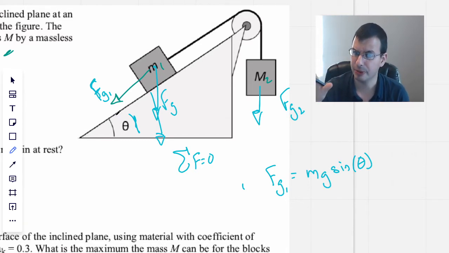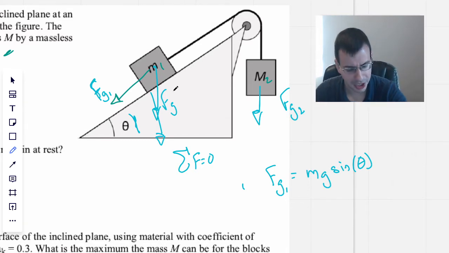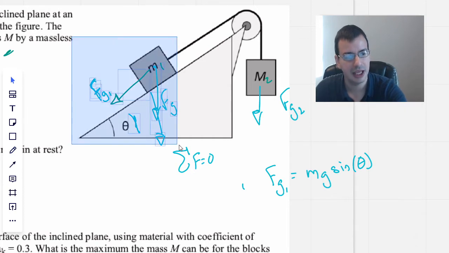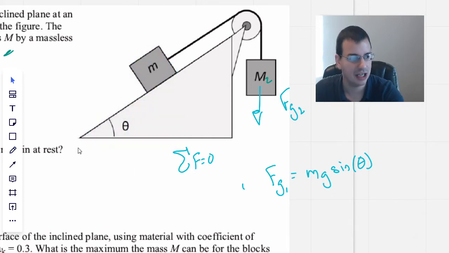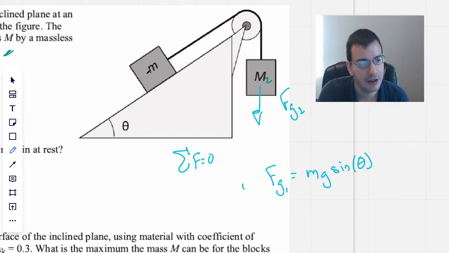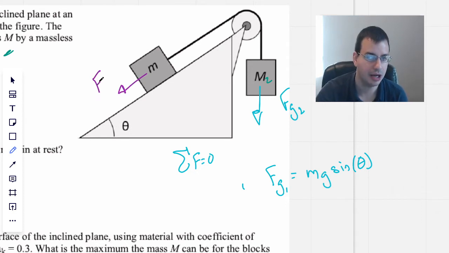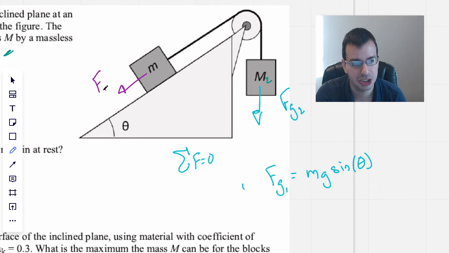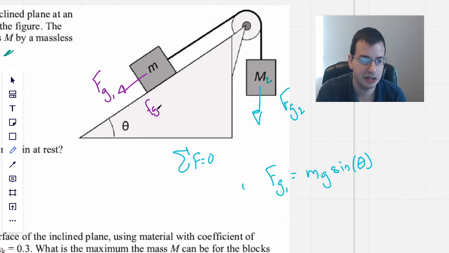I would recommend just memorizing it. The mnemonic that I use is sine for sliding. So the force causing a block to slide will be sine, sliding. And that's just a mnemonic I use because this scenario of a sliding block comes up enough that it's worth just memorizing. So this is going to be mg sine of theta.